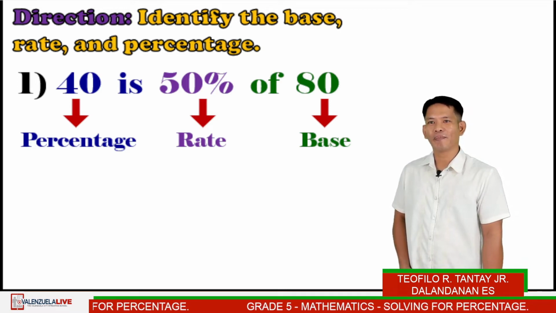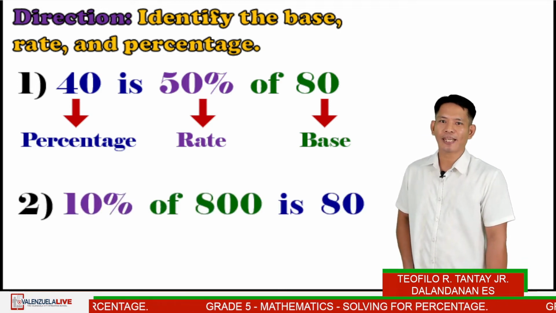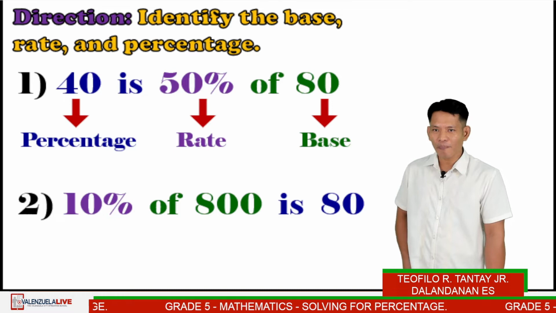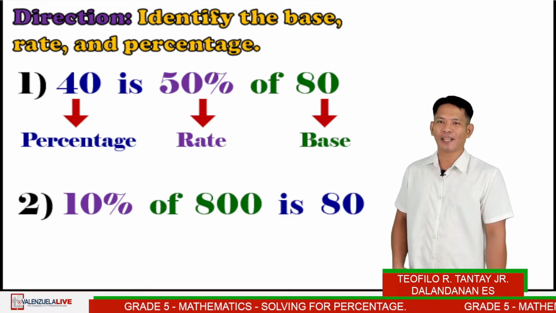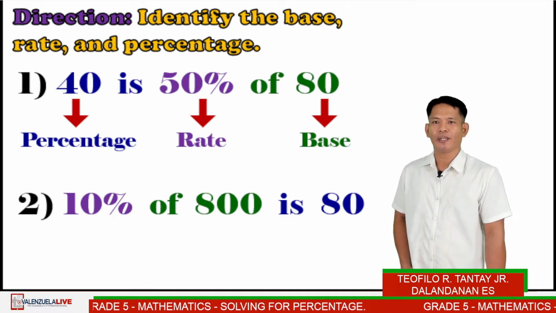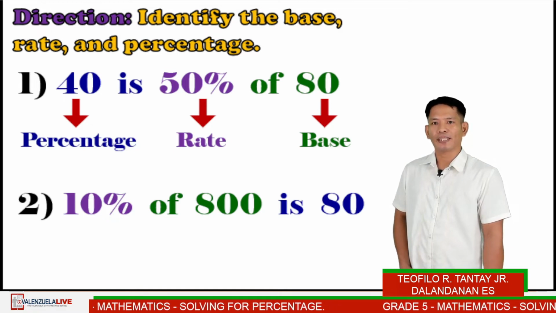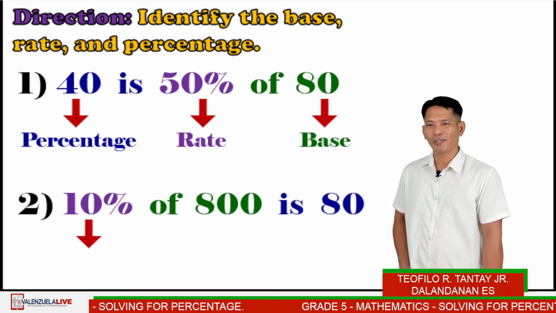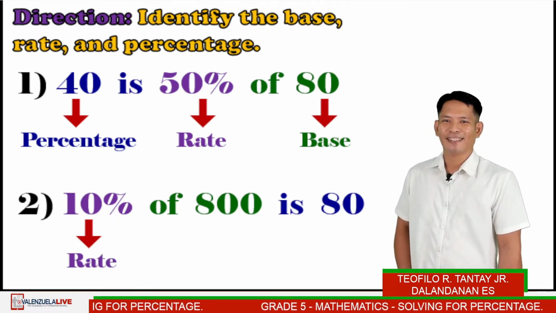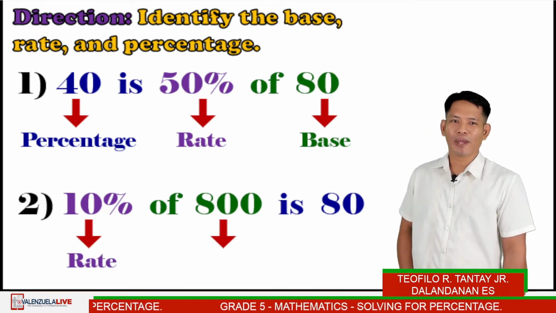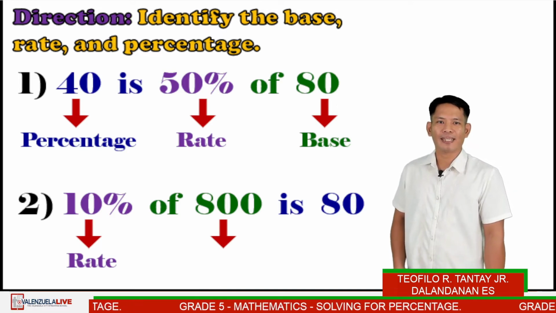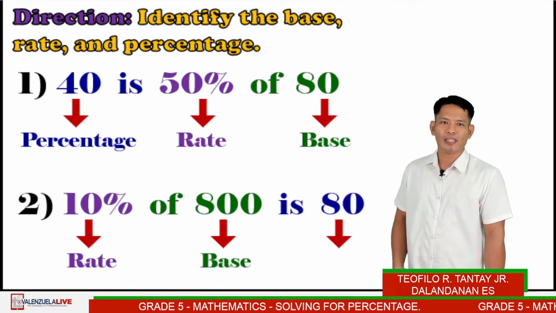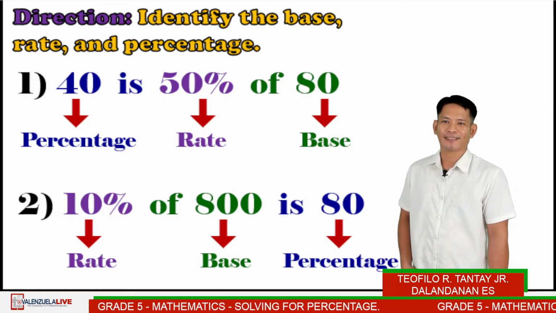Let's have another example. We have 10% of 800 is 80. Therefore, 10% is the rate, 800 is the base, and the last number, 80, is the percentage.